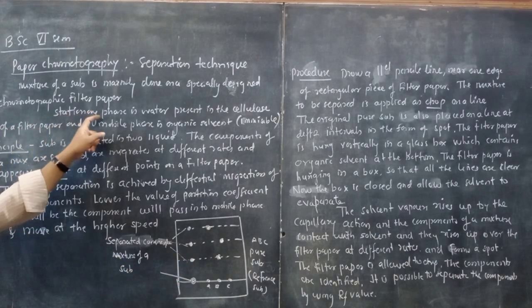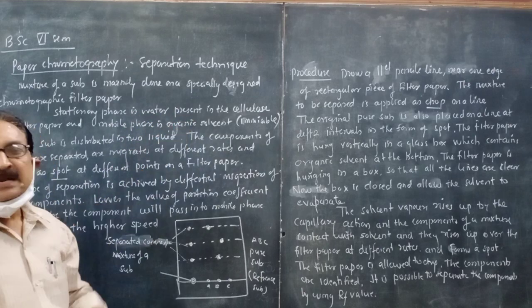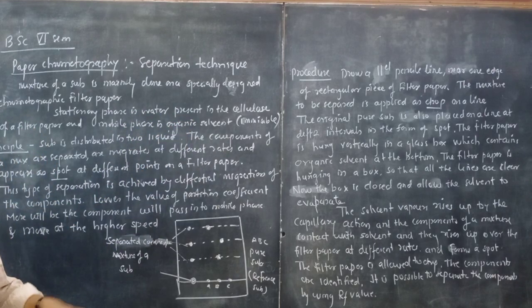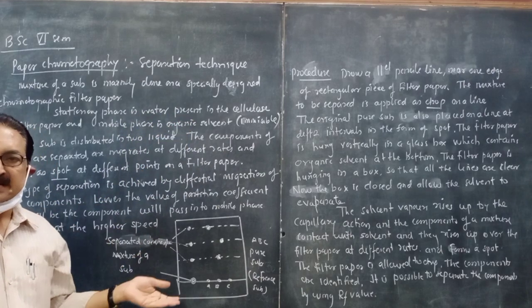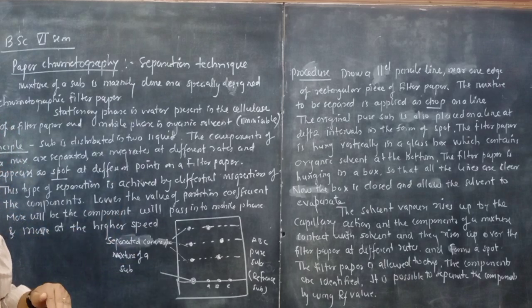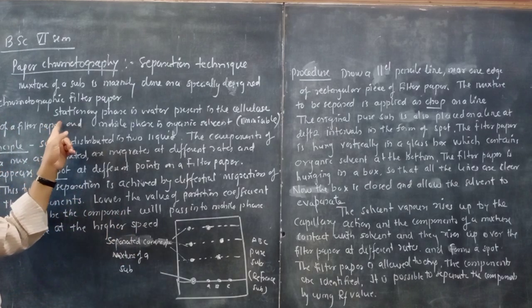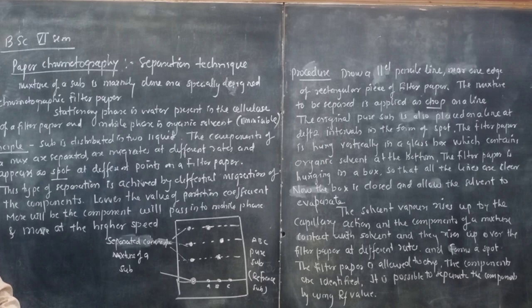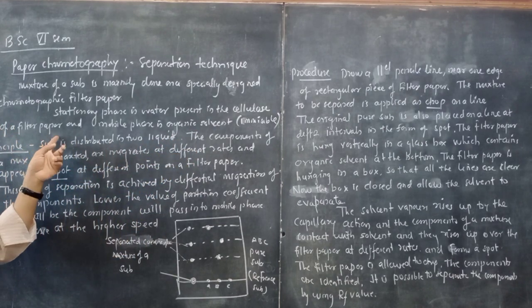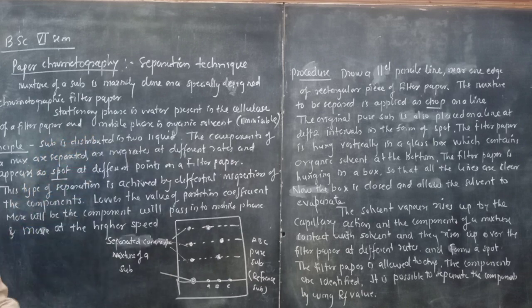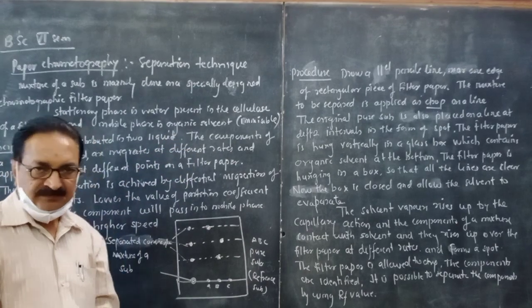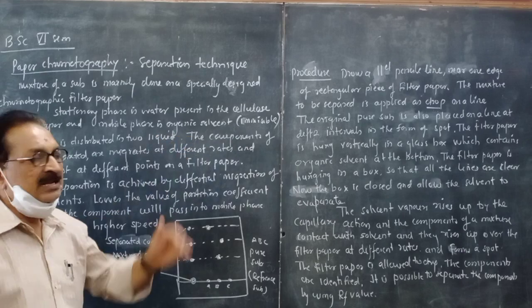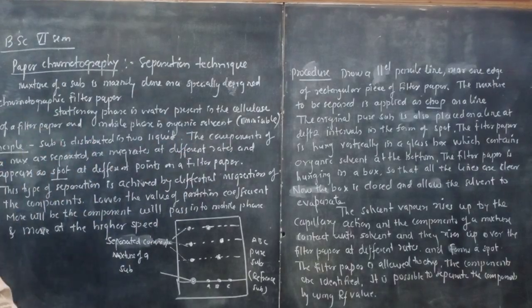Here, the stationary phase is water present in the cellulose. I already told you there is a stationary phase and a mobile phase. Here, the stationary phase is nothing but the water present in the cellulose of the filter paper, and the mobile phase is an organic solvent. I have taken the organic solvent as the mobile phase.